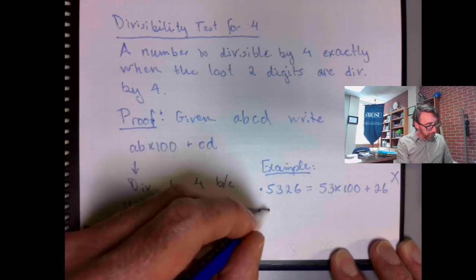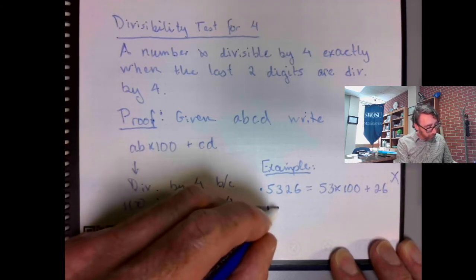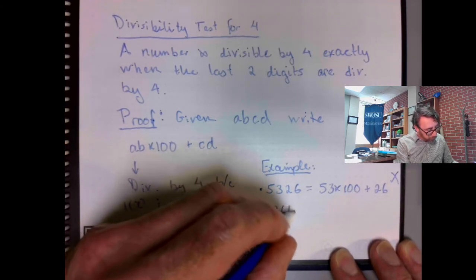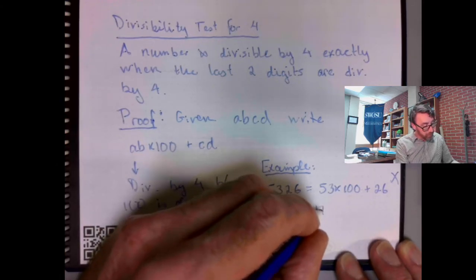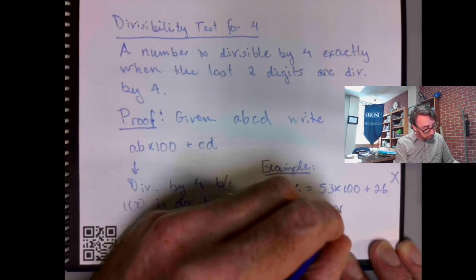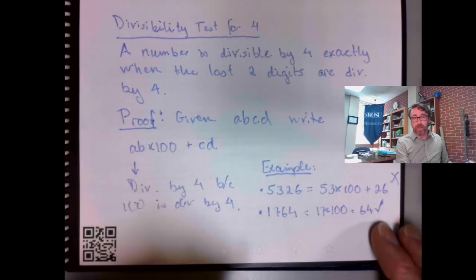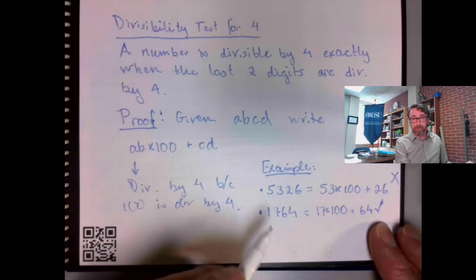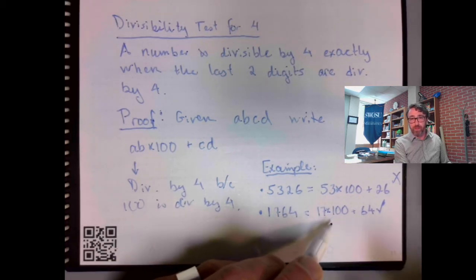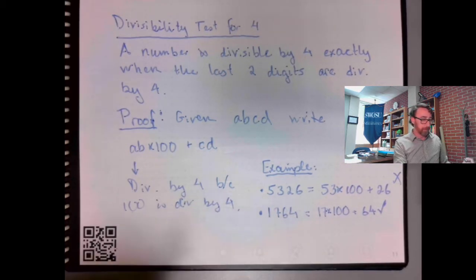If I were to look at, oh gosh, 1,764, okay, 1,764. 17 times 100 plus 64. The last one is divisible by 4, the last two, sorry. The last two are divisible by 4, so the sum is divisible by 4.